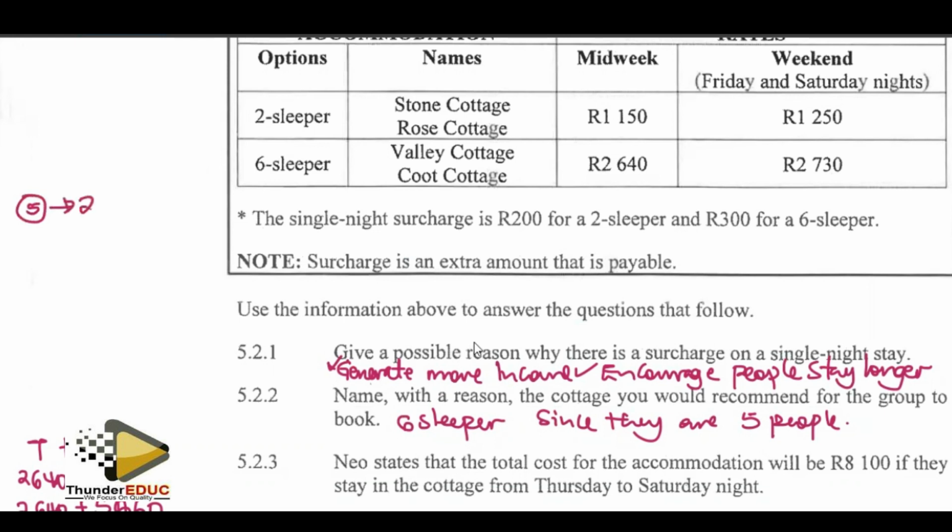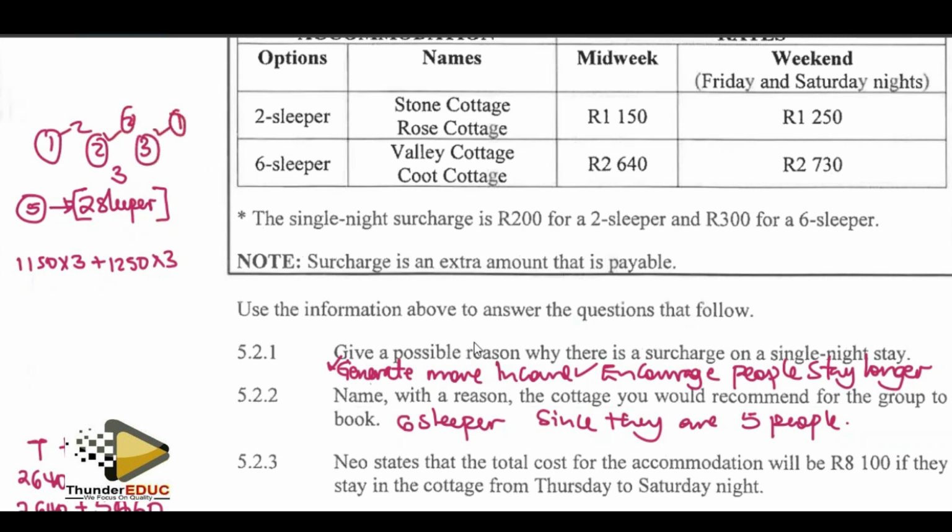If 5 people are split in 2 sleepers, that means they will need 3 sleepers together, which means 1,150 times 3 plus 1,205 times 3, which would be expensive. Why am I saying 3? Because the first one will take 2 people, the second one will take 2 people, and the third one will take 1 person. So it becomes a little bit expensive. Here they will pay, okay, they will pay 7,200.